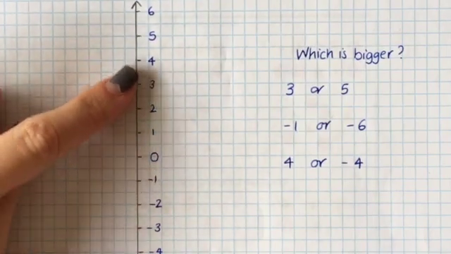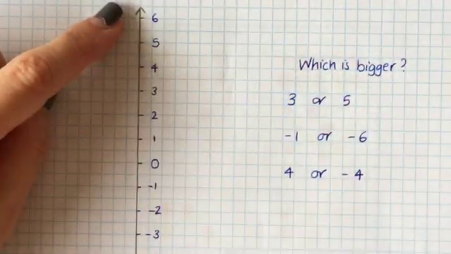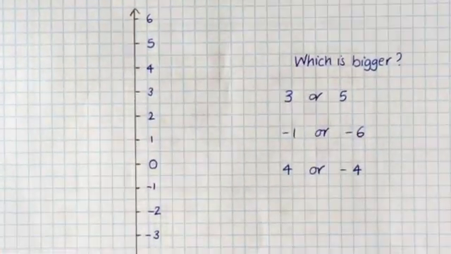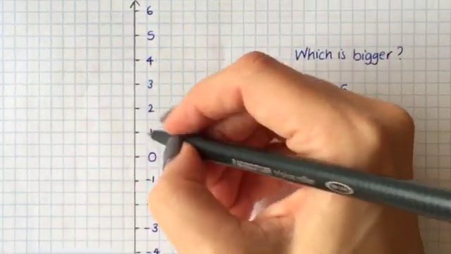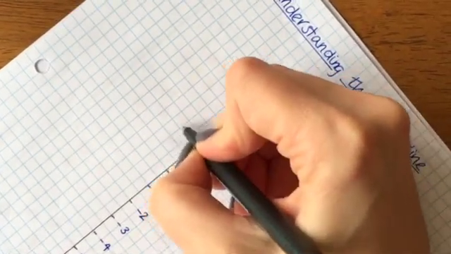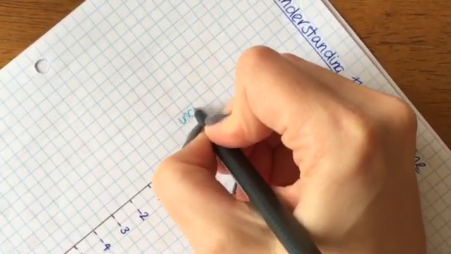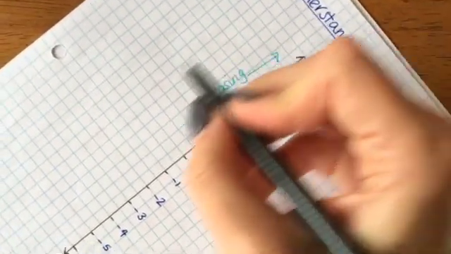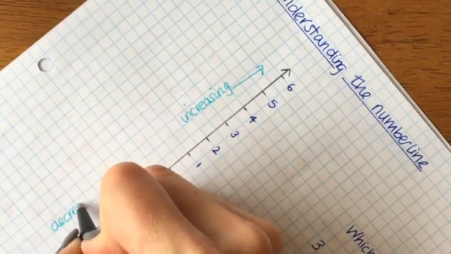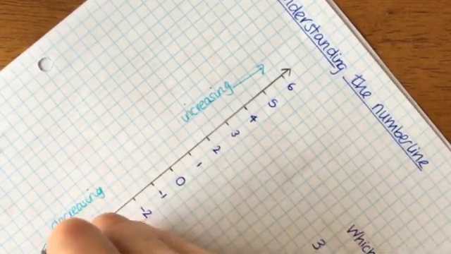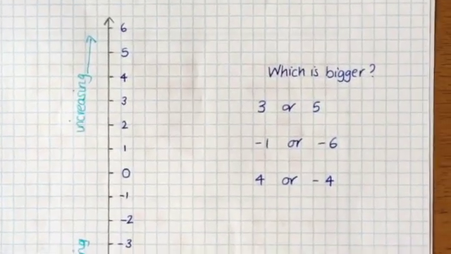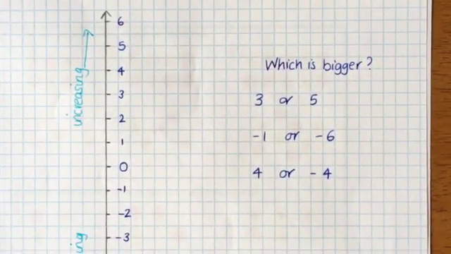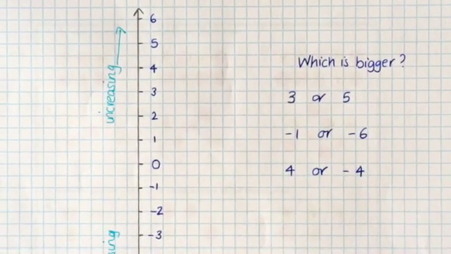And the numbers going up here are getting bigger, and this way they're getting smaller. So I'm going to put that on my number line first of all. I'm going to turn it and put increasing, because that would be the word for getting bigger. So increasing, we're going this way, and decreasing is obviously going this way because they're getting smaller and smaller. Now we're going to talk in a bit about why they're getting smaller and smaller and why they're getting bigger and bigger.